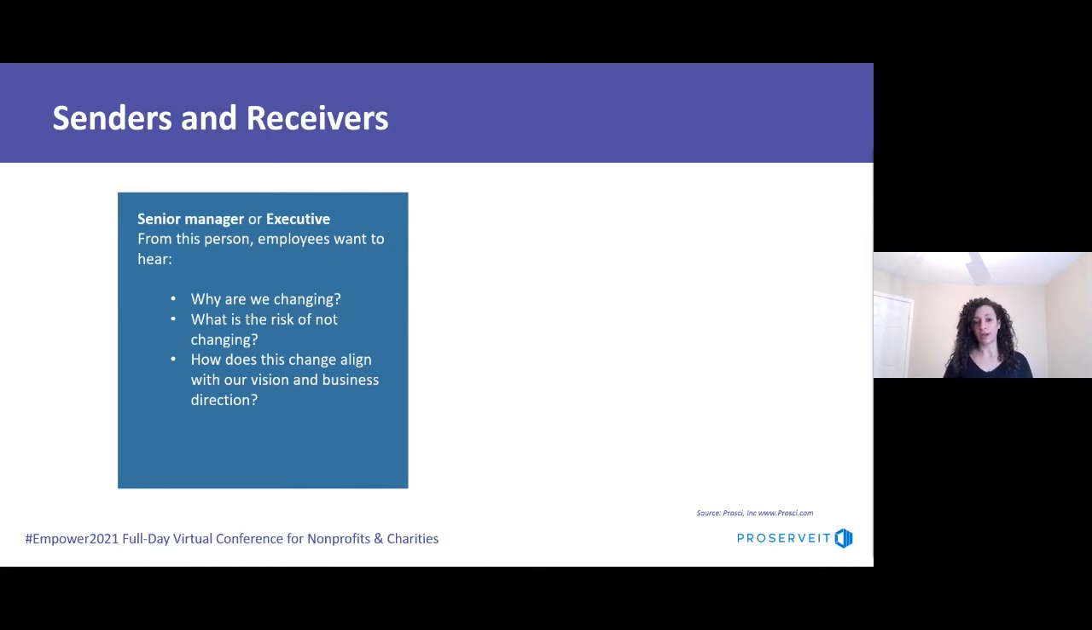So according to Prosci, the first preferred sender of a change message is the person who the employee views as in charge, typically a senior manager or executive. From this person, employees want to hear, why are we changing? Why are we implementing this now? What is the risk of not using this platform? How does this change align with our vision and business direction?